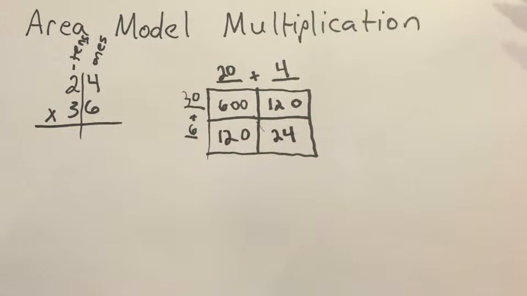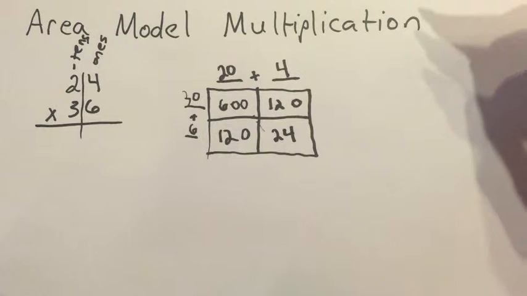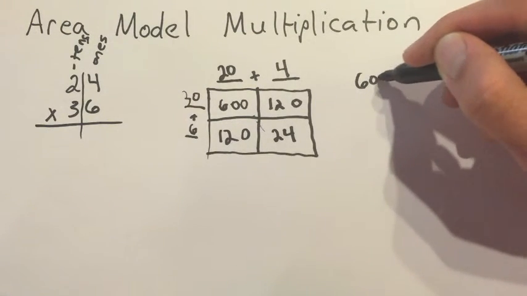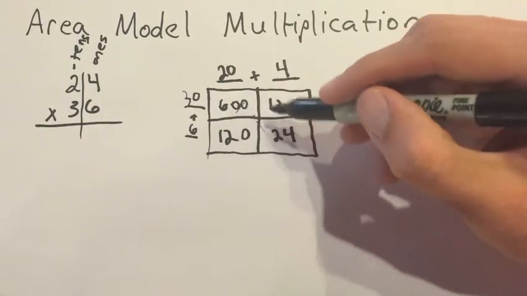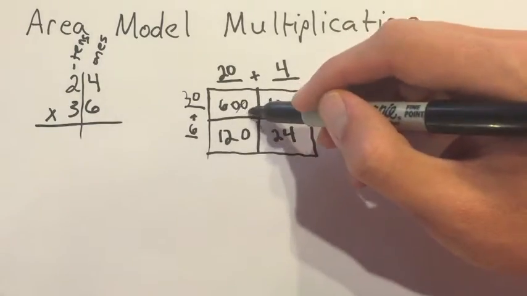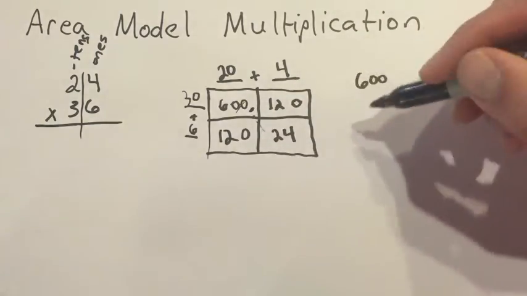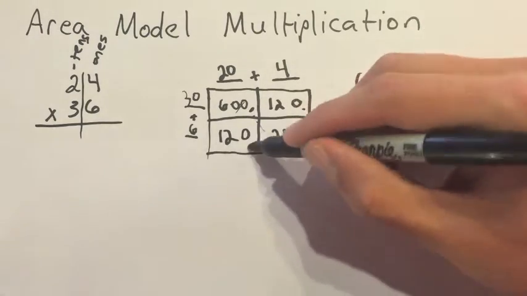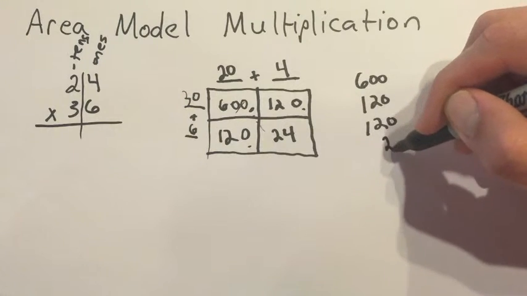The last step in this is I have the kids organize their numbers from greatest to least, so they can start over here to the right and say, well, the greatest number is 600. So I can just cross that out or put a dot there, something like that. The next two numbers, 120, are equal, so we'll put those next, put a dot there, and then last but not least, we have 24.